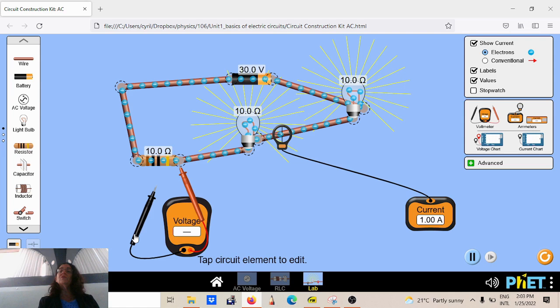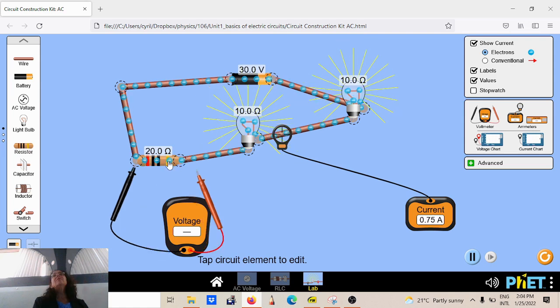However, what do you think is going to happen if now I increase that load here? So instead of having 10 ohms, maybe I'm going to have 20 ohms. So let's make it 20 ohms. What do you think is going to happen to the voltage? Remember Ohm's law? Voltage equals resistance times current. The voltage across a load equals the resistance times the current, right? So because the resistance went up, what's going to happen to the voltage?